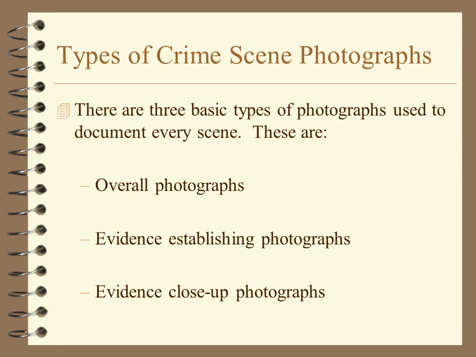Now let's talk about what type of crime scene photographs are being taken. There's three basic types. And if you maintain this methodology, you're bound to document everything in the scene. Number one is overall photographs. The next type is evidence establishing photographs, or mid-range photographs as they are sometimes called. And then thirdly, we have evidence close-up photographs. We'll speak of each one in turn.